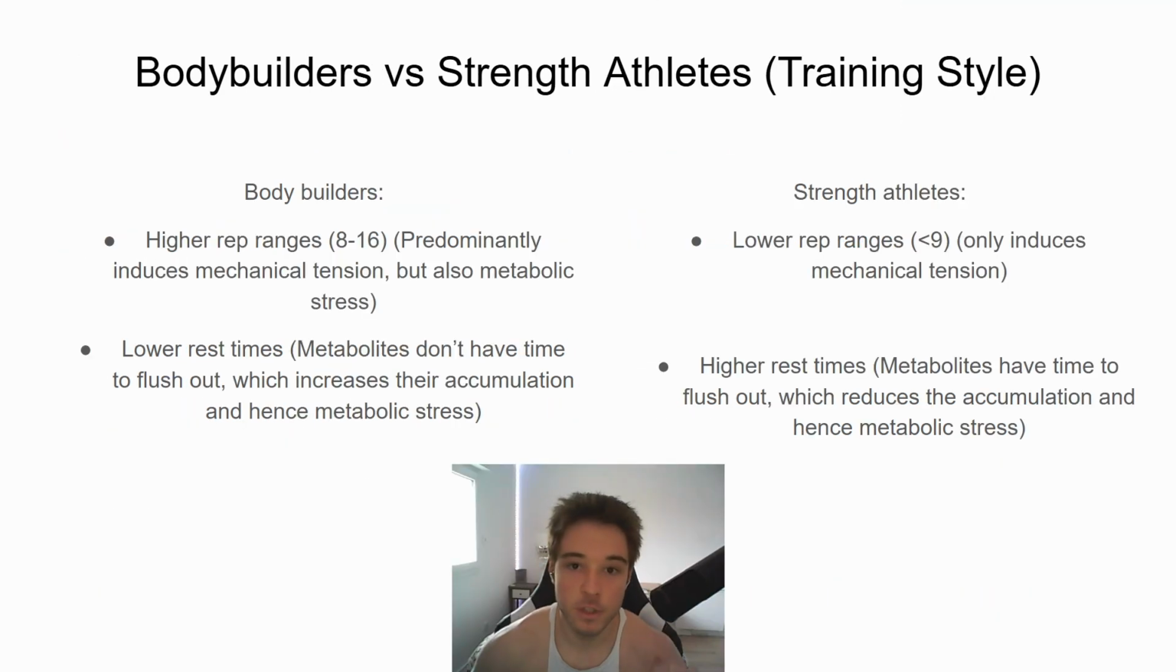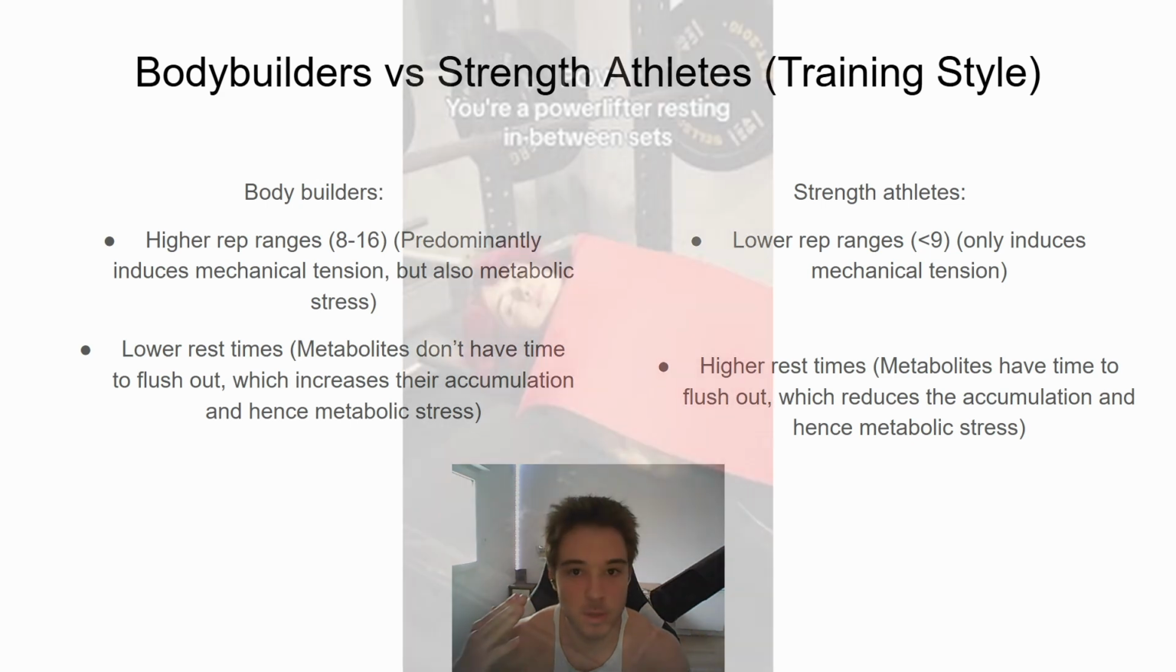And now with that information baked into our heads, let's analyze the training styles of bodybuilders and strength athletes. So bodybuilders, they tend to do higher rep ranges, around 8 to 16. Which, yes, predominantly induces mechanical tension, but also induces a bit of metabolic stress. Unlike strength athletes, which do lower rep ranges, usually less than 9, which only induces mechanical tension. Now, bodybuilders also have lower rest times, which means metabolites don't have time to flush out, which hence causes metabolic stress. Unlike strength athletes, which fucking take naps in between their sets.